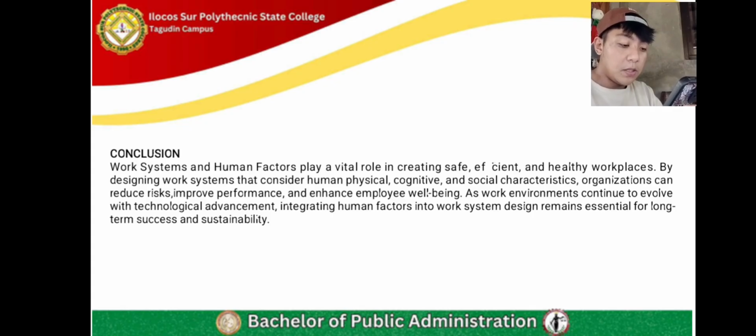By designing work systems that consider human physical, cognitive, and social characteristics, organizations can reduce risk, improve performance, and enhance employee well-being. As work environments continue to evolve with technology, integrating human factors into work system design remains essential for long-term success and sustainability.